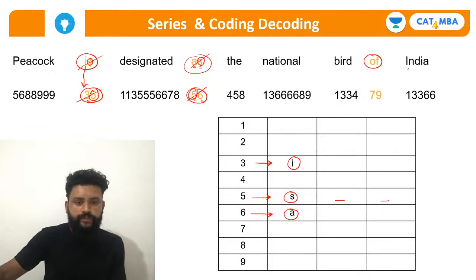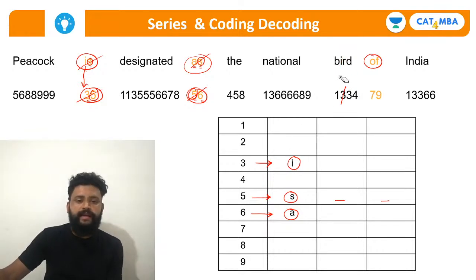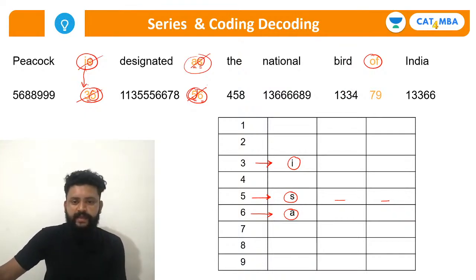So if we look at this, I is coded as 3. BIRD, then we don't have the code for B and D. So what I'll do, I can pick this word INDIA. So it has 2, 3 letters that we already know.